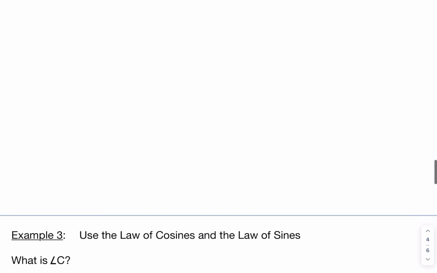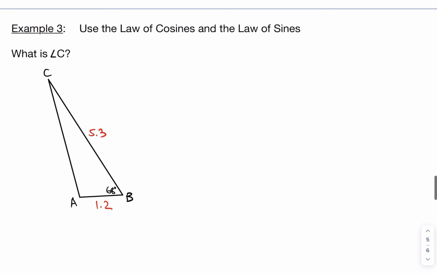Okay, let's move on to our last example. And here we're going to need to use both the law of cosines and the law of sines to find angle C. Okay, now why is that? Well, we can't use just the law of sines because the law of sines says we have to take the side opposite the angle, divided by this side, which is what we're looking for, but then we don't have any of the other angles to create that ratio. So we have to find one of these angles first, okay?